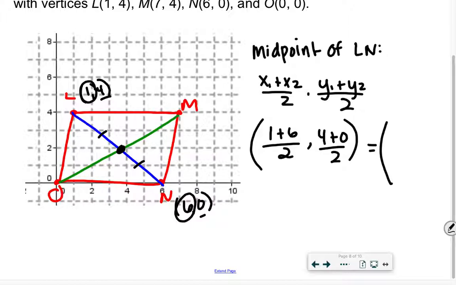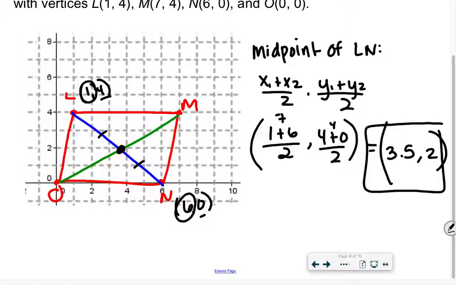Anthony, what's 1 plus 6? And what's half of 7? Okay. And then Anthony, 4 plus 0? Cut in half? Very good. And yeah, that makes sense to me. Here's 3, so 3 1/2 would be right here, and then it went up 2, and that's where the diagonals are crossing.